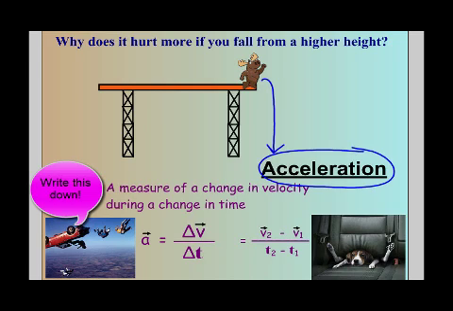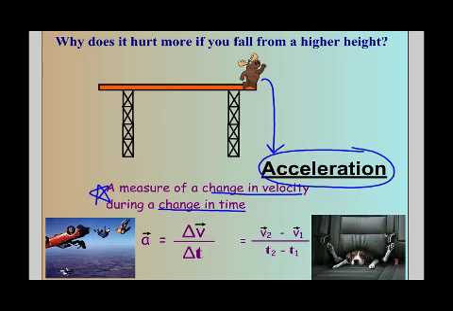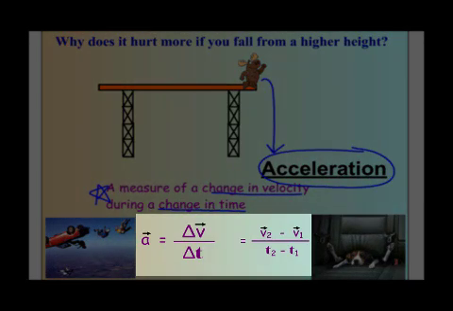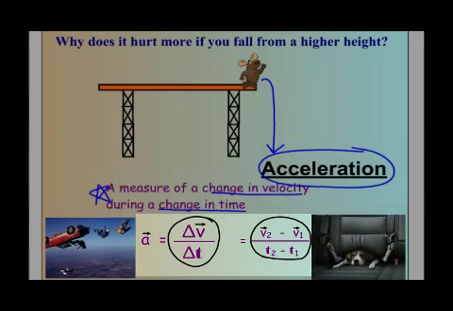Underneath that, you're going to see a definition for the word acceleration. Very, very important. Acceleration is a measure of a change in velocity during a change in time. And from that definition, we get a formula. Acceleration is a change in velocity, note the vector here, over a change in time. We could also write that as velocity 2 minus velocity 1 over t2 minus t1, or velocity final minus velocity initial. So there's your formula for acceleration.